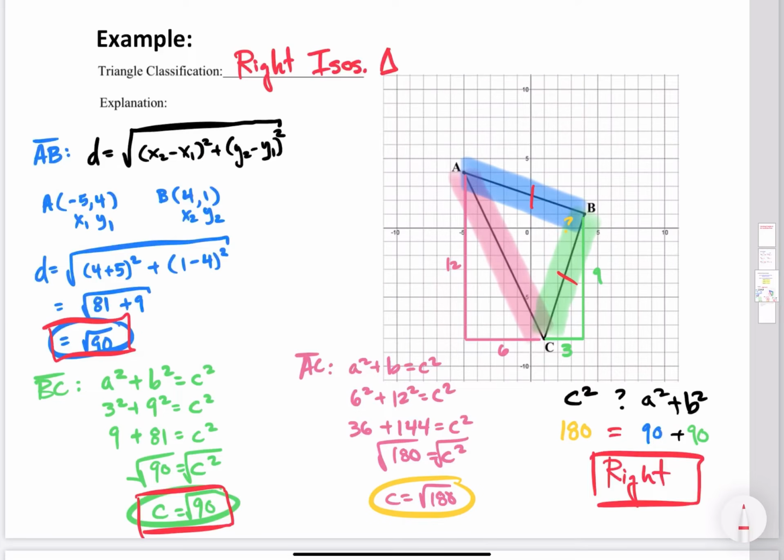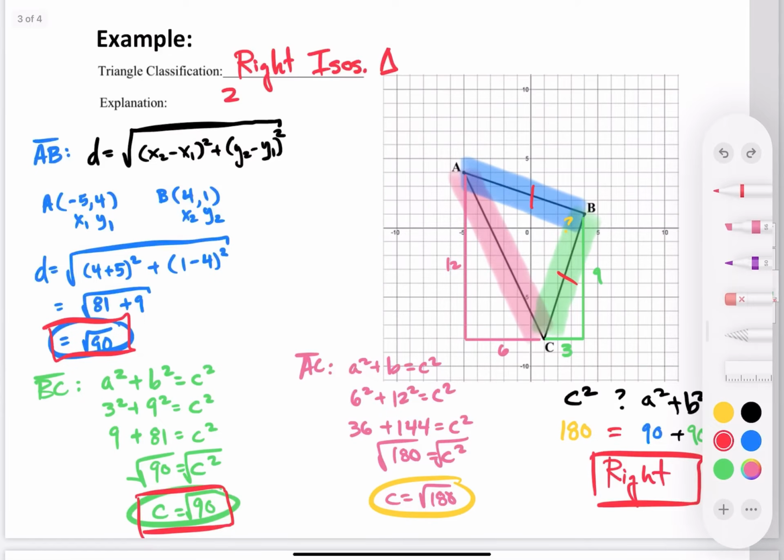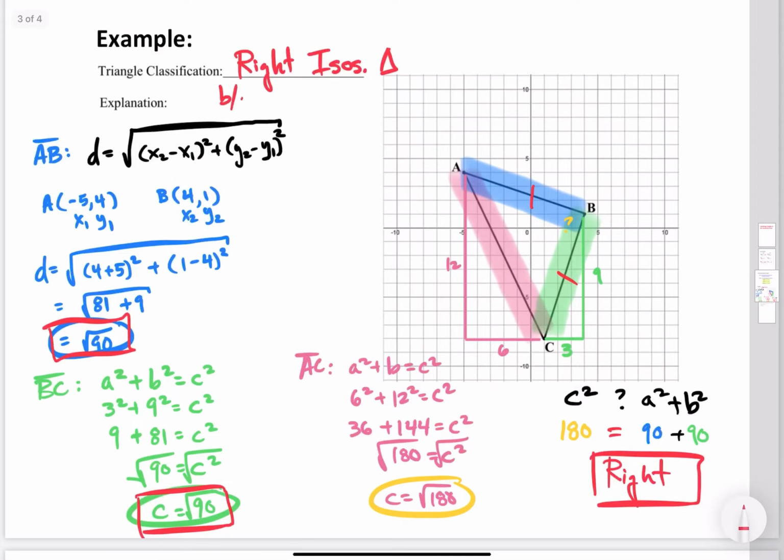because two sides are congruent. So actually, let's go ahead and name those two sides. So we can say that this is a right isosceles triangle because AB is congruent with BC.